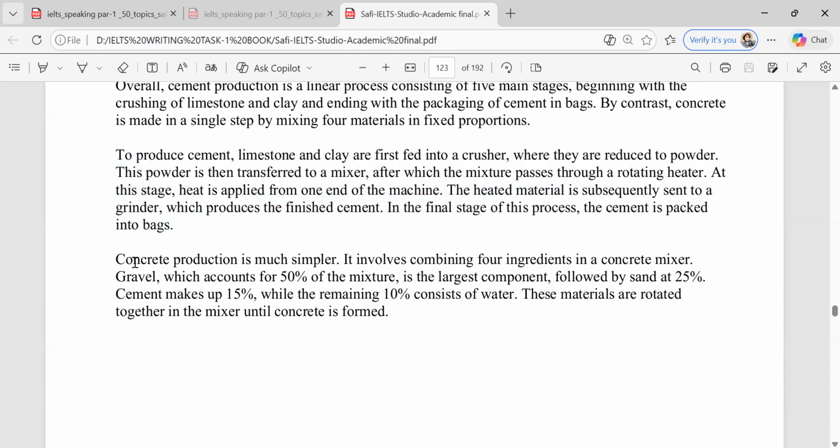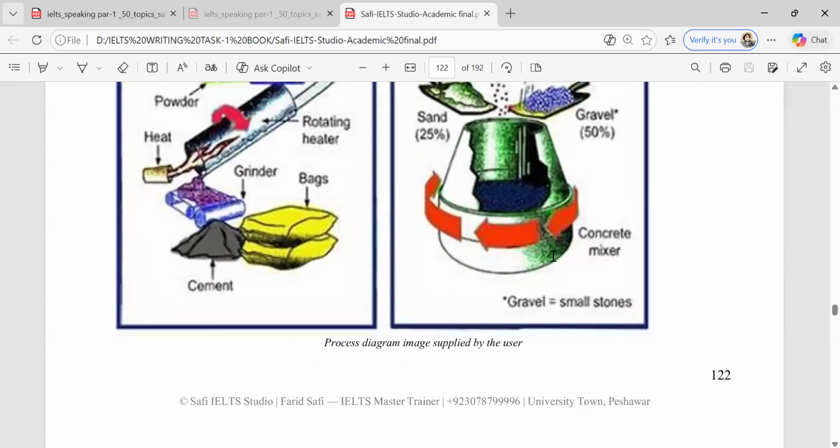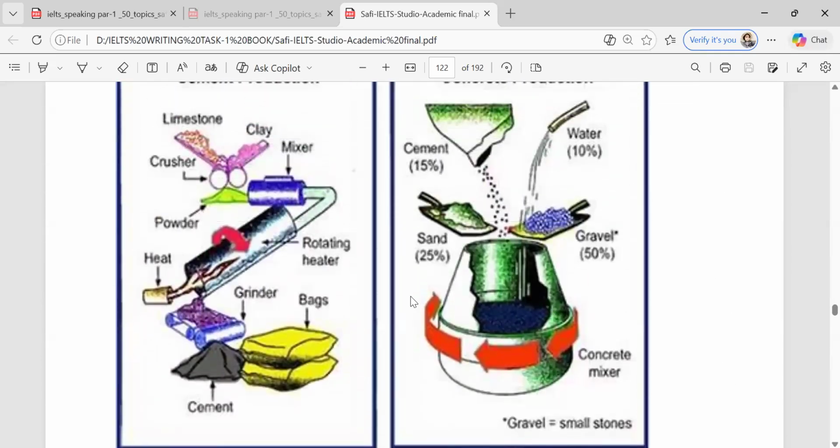The second paragraph, concrete production is much simpler. Now, the second part, it's much simpler. It involves combining four ingredients in a concrete mixer. Look at that, it's a concrete mixer. They have given you the name concrete mixer, and now it's quite simple. Why? Because it involves only one step. So to involve, they have mixed.